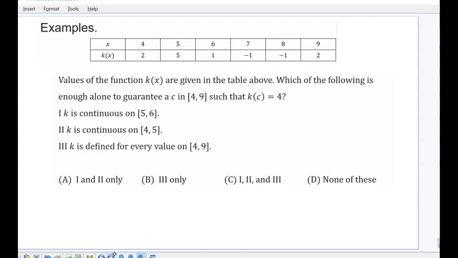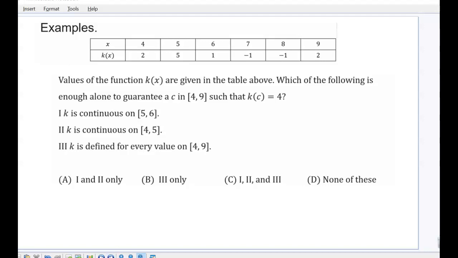Okay, in our next example, it says the values of the function k(x) are given in the table. Which of the following is enough alone to guarantee a c in (4, 9) such that k(c) equals 4? Okay, so number one, which of these is enough alone, on its own, to verify that? That's kind of the key to the question. It has to be alone.